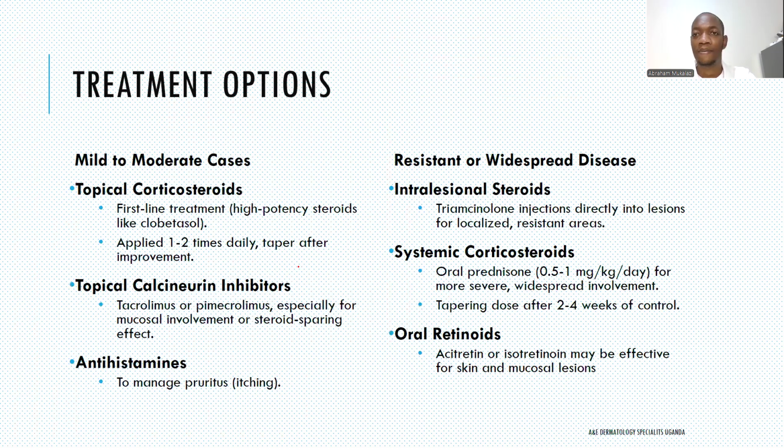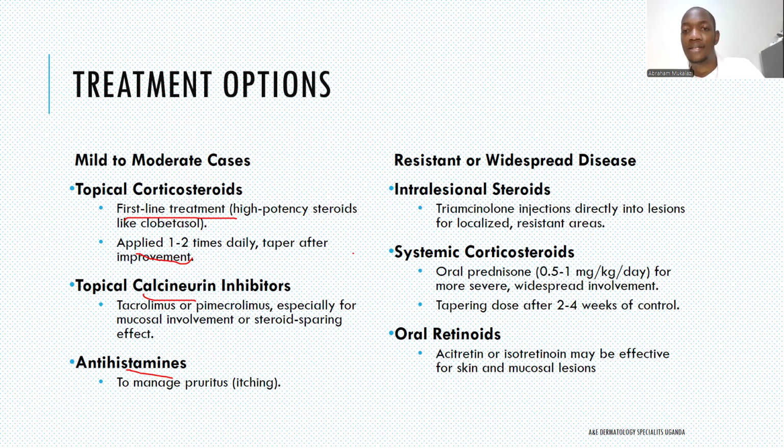So what are the treatment options when it comes to lichen planus? The treatment options are varied, and we want to classify them depending on the case. If it is mild to moderate, you can do only the topical. In this case, you can do high potency corticosteroids like clobetasol, which is applied maybe twice a day, and someone will get improvement. Or you can add topical calcineurin inhibitors like tacrolimus or pimecrolimus, or you also can add an antihistamine for the itch that comes with lichen planus.